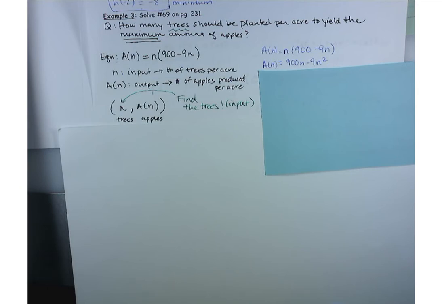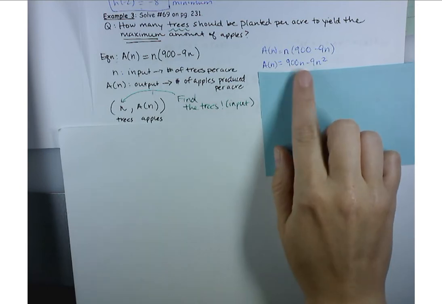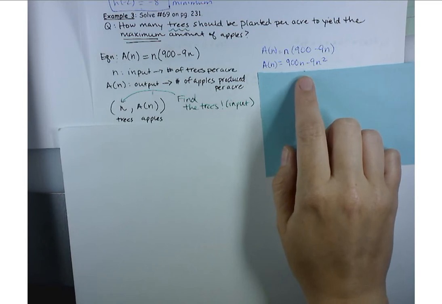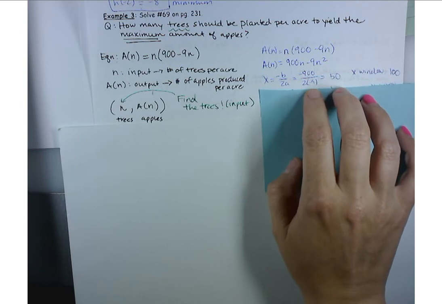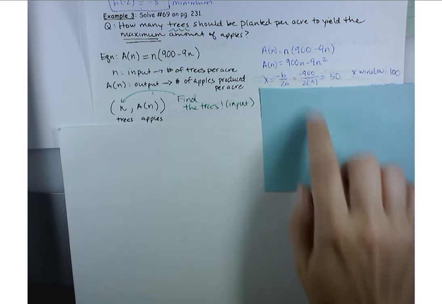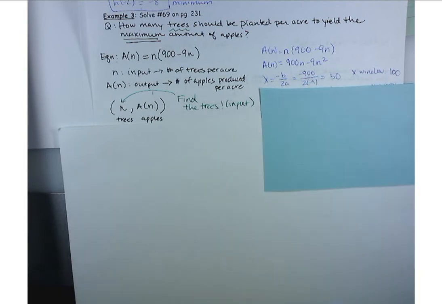So my B value for this is what? Positive 900, right? Because that's in front of the N. And then my A value is negative 9. So if I do the opposite of B over 2A, I'll have negative 900 over negative 18. A negative divided by a negative is a positive, and that will be positive 50.